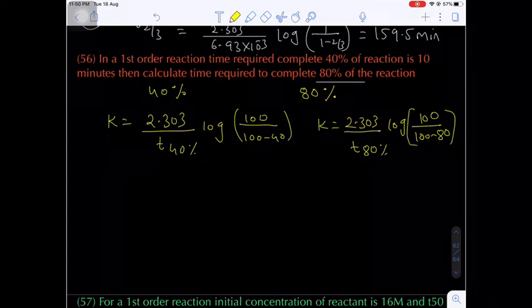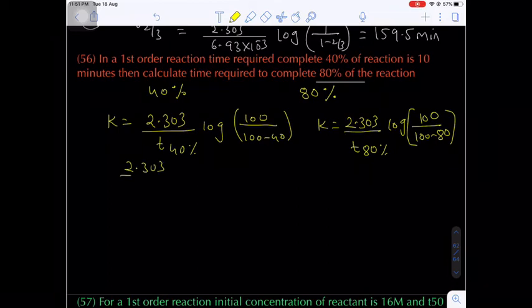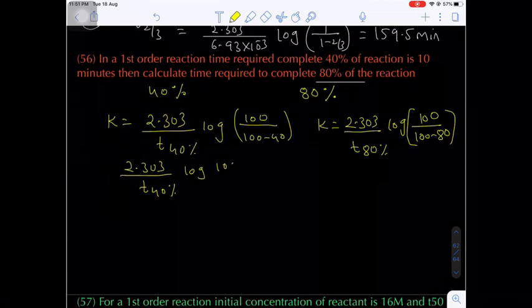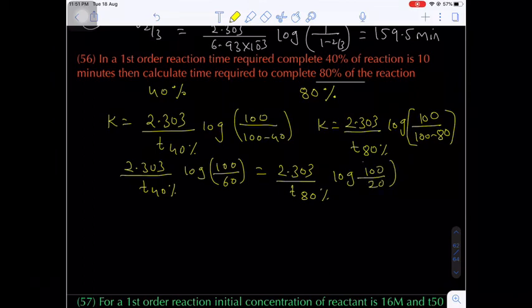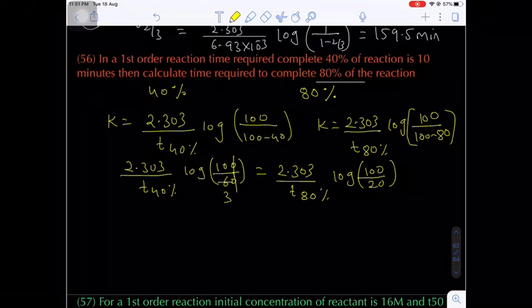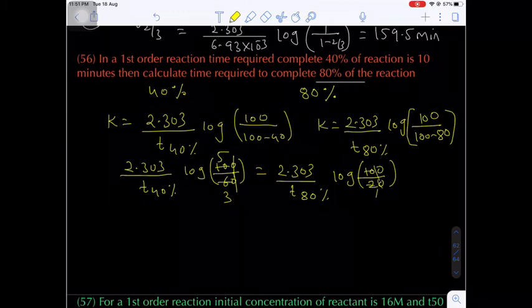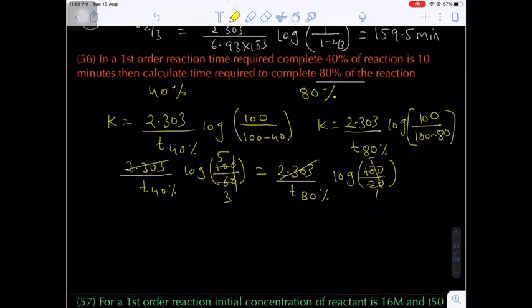Now LHS will be same, so RHS must be same. So 2.303 by T 40% log of 100 by 60. On the right hand side, 2.303 by T 80% into logarithm of 100 by 20. Are you getting my point? Here 5 3s are, 2 3s are 2 5s are. Here also 2 1s are 2 5s are. So finally 2.303 on both sides gets cancelled out.